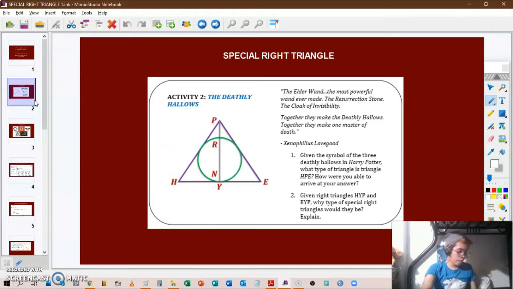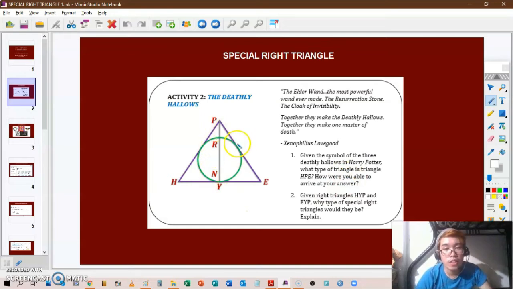We have here a sort of introduction for our lesson: the Deathly Hallows. Here we have the symbol of the Deathly Hallows, a triangle with the Resurrection Stone at the middle. You can see two right triangles separated by this angle bisector, PY, which could be the Elder Wand, creating two right triangles. Given the symbol of the three Deathly Hallows in Harry Potter, what type of triangle is triangle HPE?